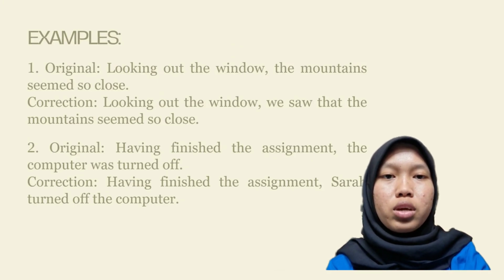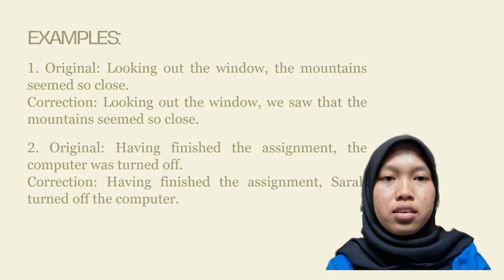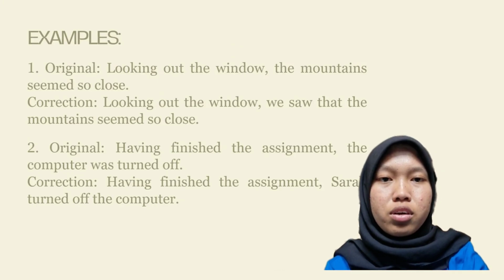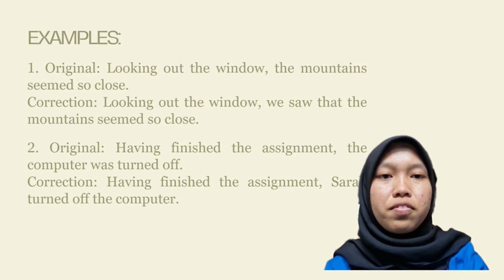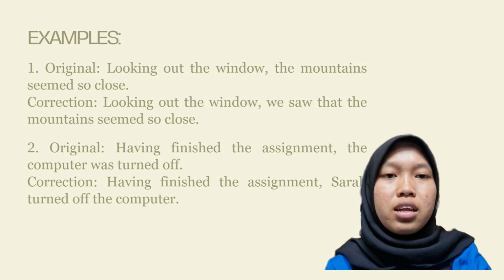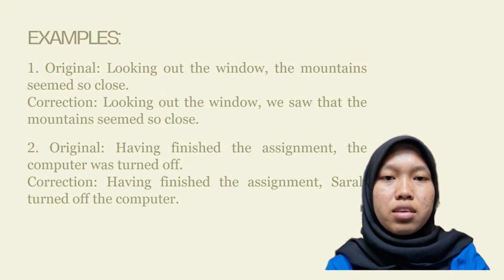From example 2, in the original sentence, the participial phrase "having finished the assignment" illogically modifies the computer, implying that the computer finished the work. The revision clarifies the agent by adding the proper subject, Sarah, to the main clause.